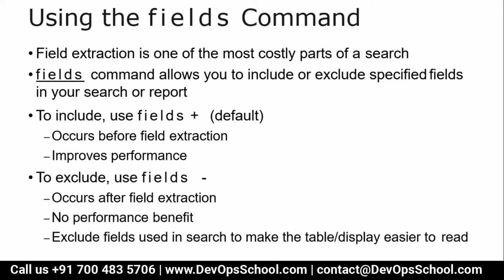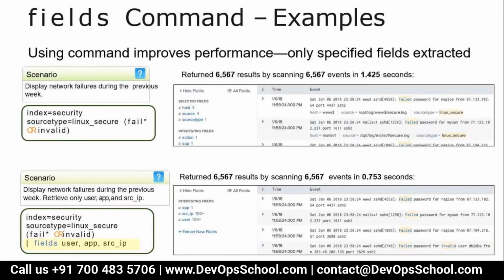To include, you have to use fields and a plus sign, and to exclude, you have to use fields and a minus sign, hyphen sign. When you use the plus sign, it occurs before field extraction, understand that, and it basically improves the performance. Whereas if you use fields and hyphen to exclude, it occurs after the field extraction and you get no performance benefit. Excluded fields are used in search to make the table display easier to read. So look at this here, very carefully.